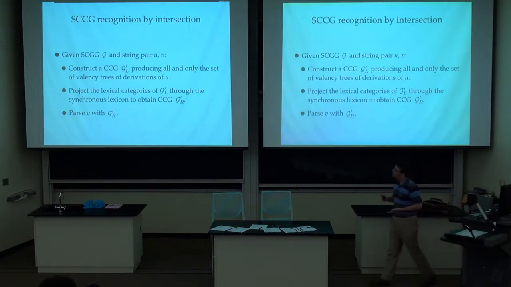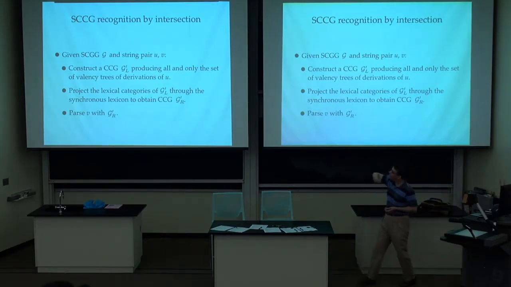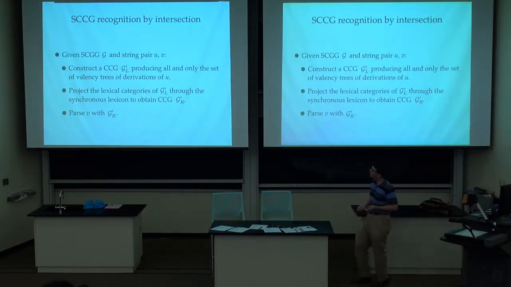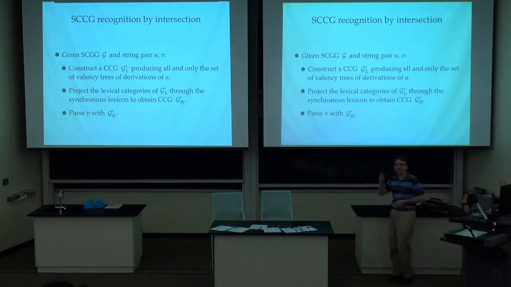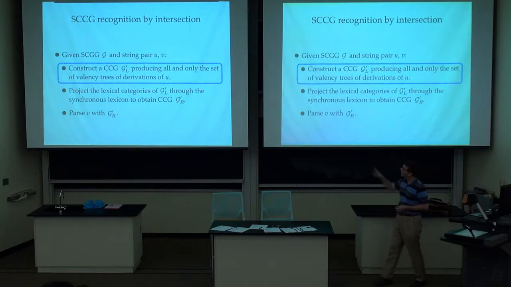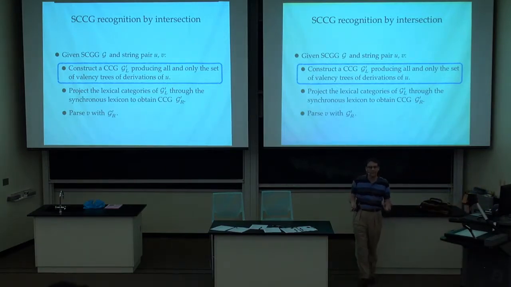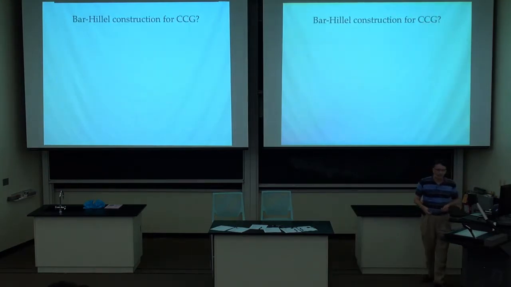Given a synchronous grammar and a string pair, I'm going to construct a new grammar that produces all and only the set of valency trees of the derivations of that first element of the pair. I'm going to project those trees through the synchronous lexicon, and parse the other string with the projected grammar. This is exactly the same thing I showed you with context-free grammars. All right, so the trick is this: can we solve this problem? Can we construct a CCG that produces all and only the set of valency trees of the derivations of the string? In other words, this is an intersection problem, very much like Bar-Hillel. So, is there a Bar-Hillel construction for CCG?